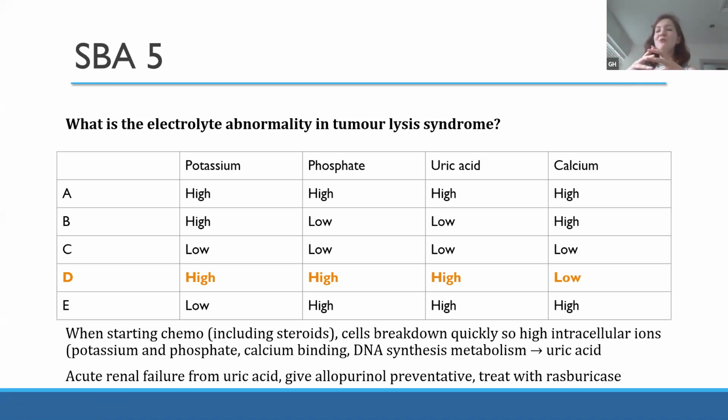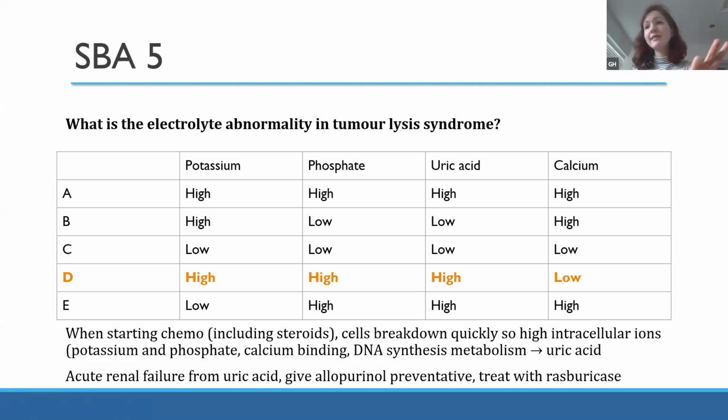So when you have tumor lysis, your intracellular ions are all released extracellularly, which you see when you take a blood sample. The most common intracellular ion is potassium. So potassium is going to be high, and I think B and C were the most common options there, so that's good. Phosphate is also intracellular, so that's why the phosphate is also high.